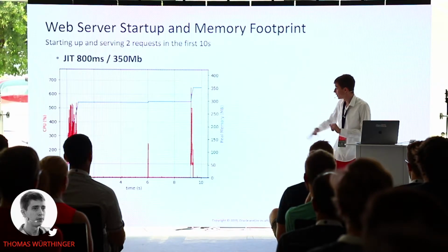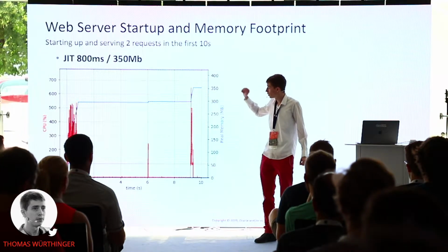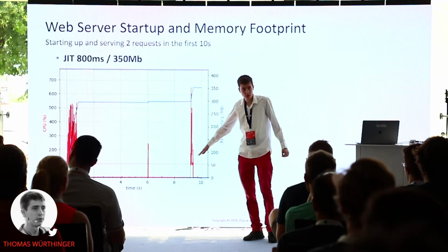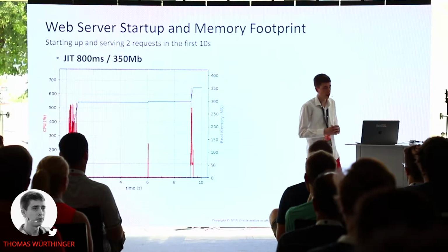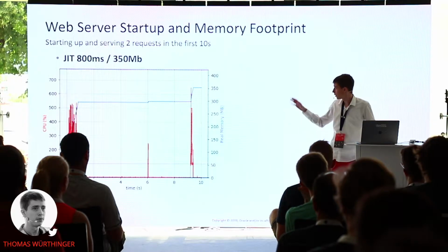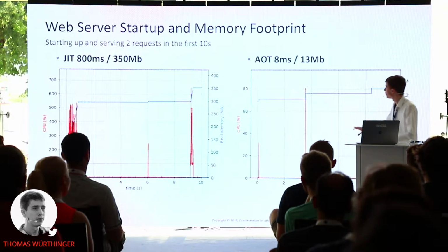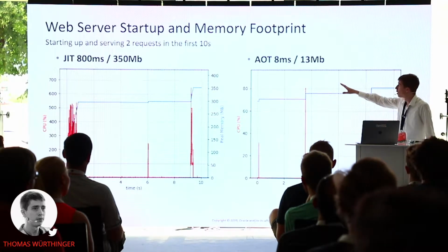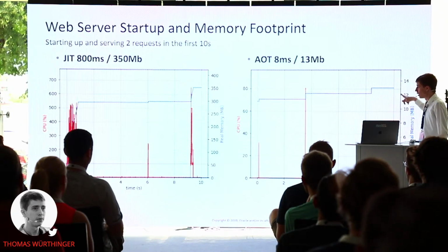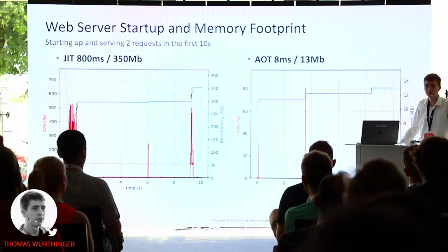So this shows resident set size during the first 10 seconds of this web server application when run in GraalVM JIT mode. And it also shows the CPU usage, which is the red lines. And in the JIT mode here, the startup is about 800 milliseconds, and the resident size about 350 megabytes. And then in the AOT mode, we see this goes down. The startup is only 8 milliseconds, and resident size only 13 megabytes. You see here 13, like between 12 and 14.